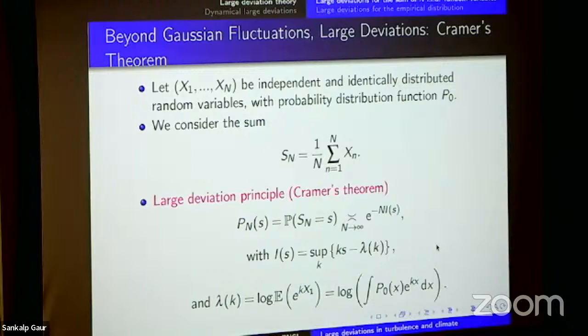And so then you have a large deviation principle for this that tells you that the probability that Sn is equal to S, where S is any number, so it could be the average mu, but it could be far from the average, then it will go like the exponential of minus I of S, where I of S will be given by this formula. It will be the supremum of KS minus lambda of K. So this is what is called a Legendre functional transform. And the function lambda here is what is called the cumulant generating function for the distribution P0. So you just compute the average of exponential of K x1. You compute the log of the average, and this gives you this function lambda. Okay, so this is the result. The result is called Cramer's theorem. So we will prove the result soon.